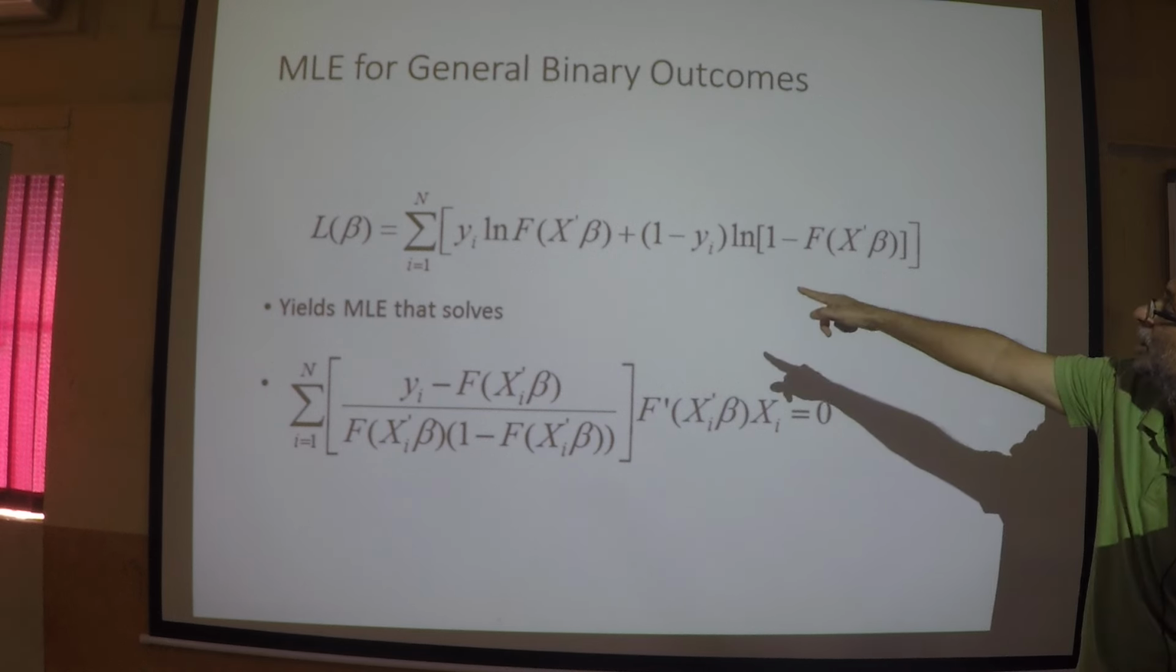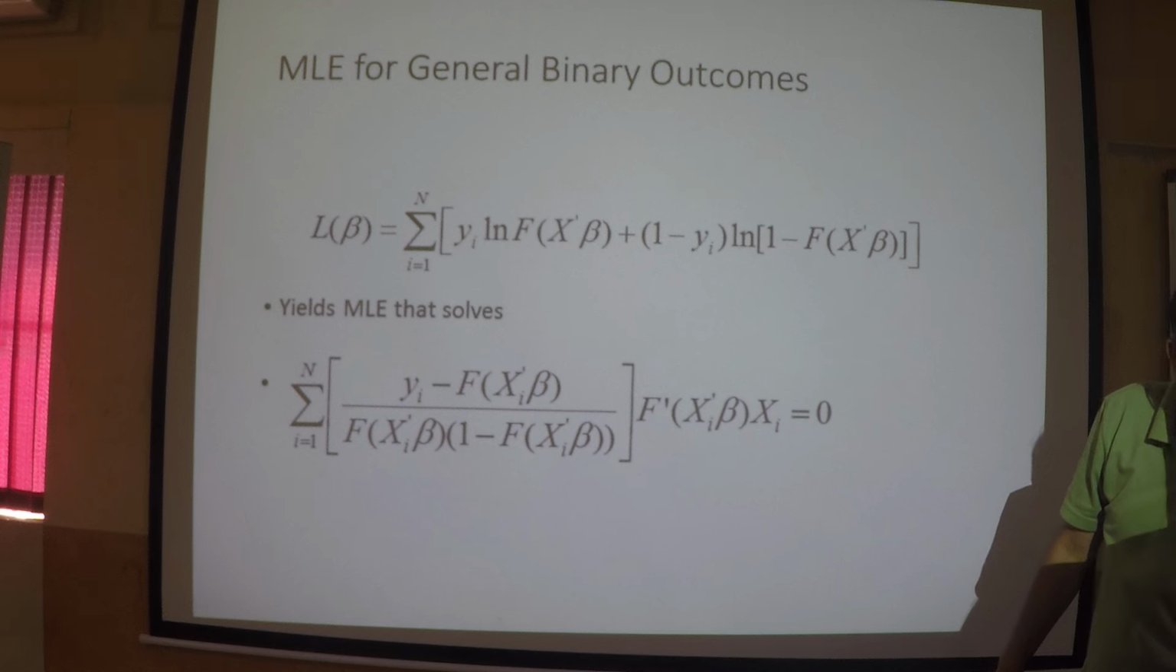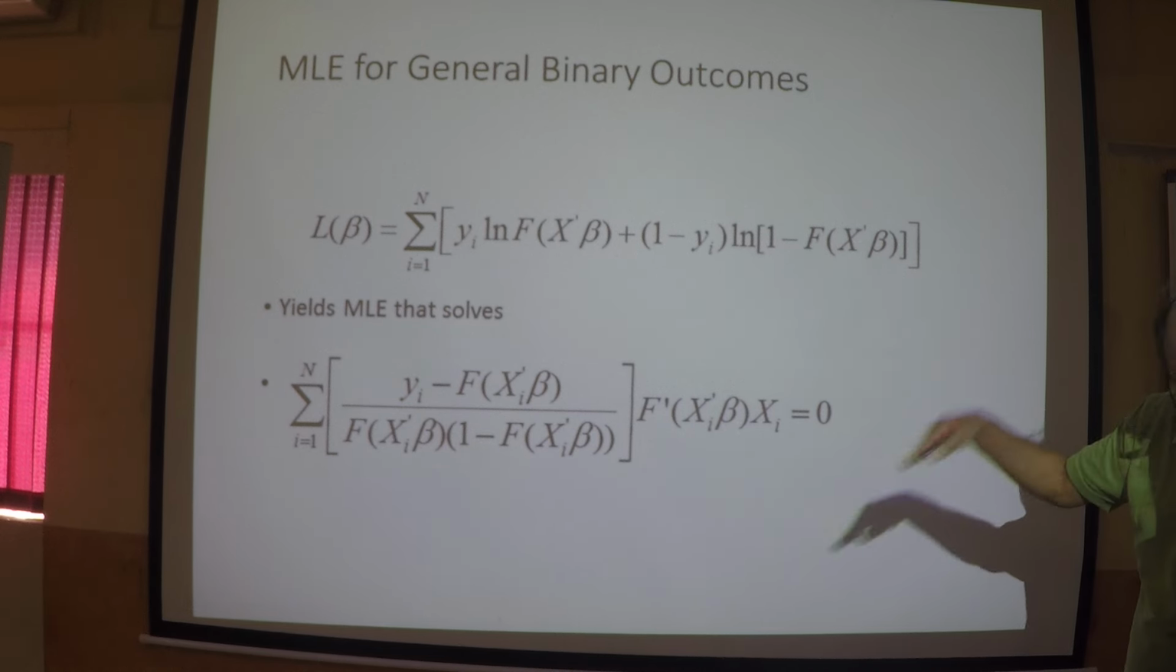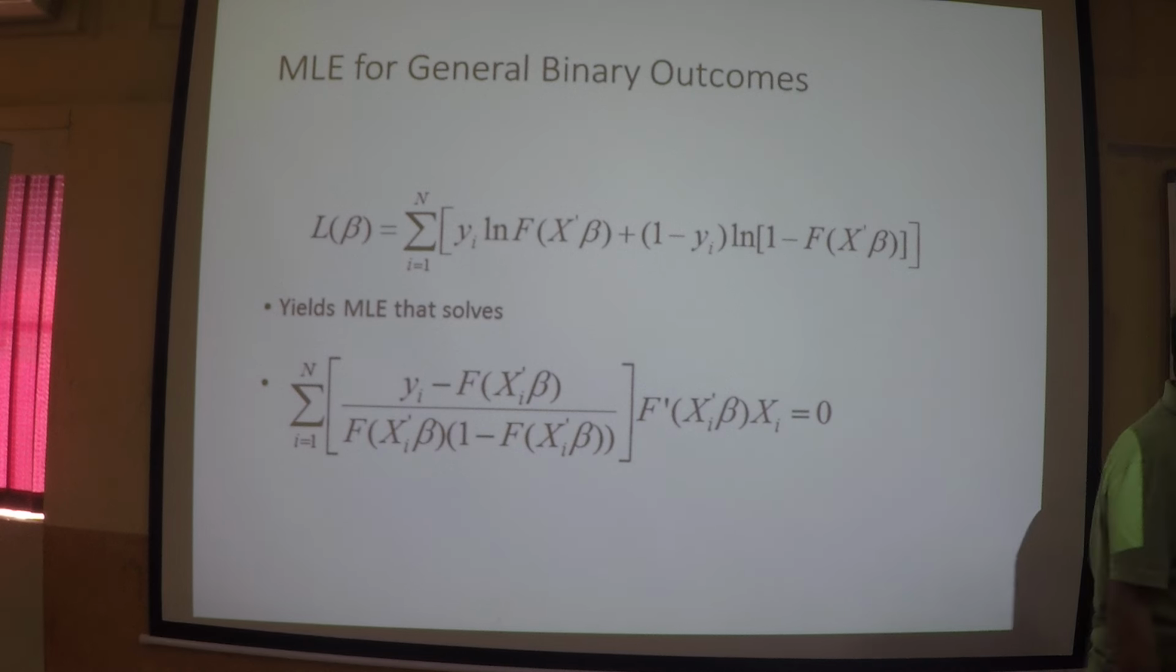And if you take the natural log of this, then it will become summation yi log f of xi dash beta plus n minus summation yi log of 1 minus f.